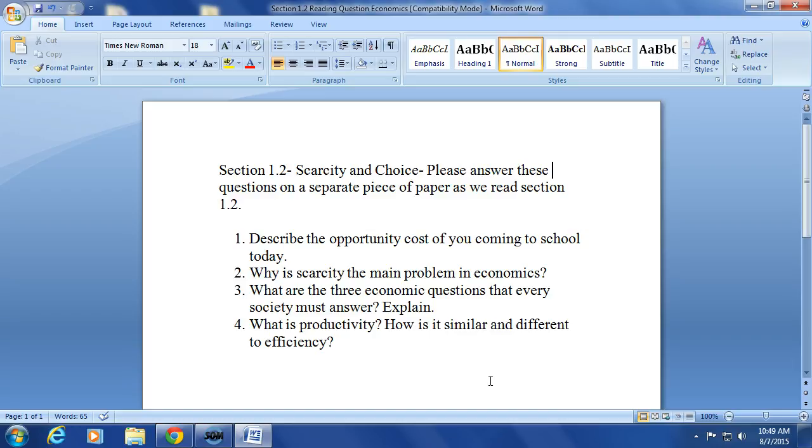All right, now moving on to number 3. There are 3 basic economic questions that every single society has to answer. And you can look at those on page 9. They are in blue. Every society must figure out what to produce, how they are going to produce it, and then they're going to have to figure out for whom to produce. Who is going to get those goods that are produced.